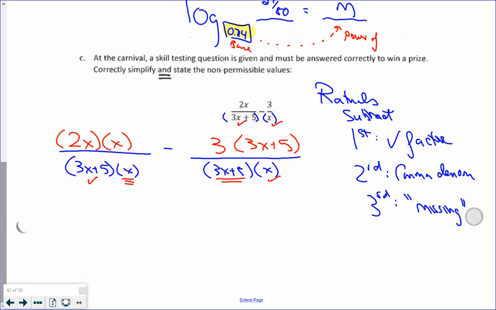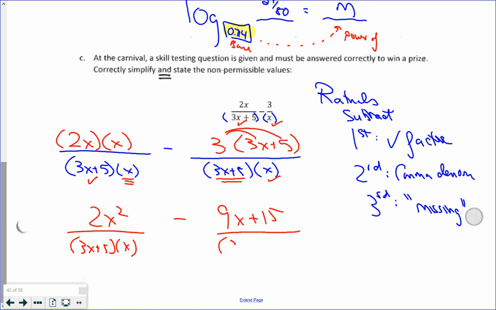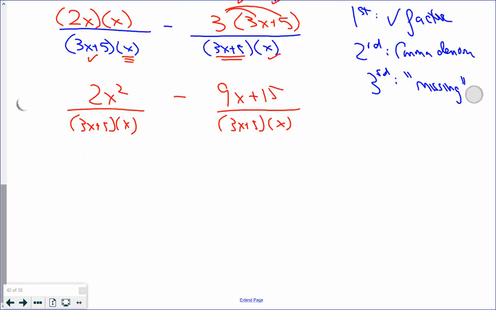Okay, so I've got 2x squared over 3x plus 5 times x, minus 9x plus 15. Okay, so if I look at the top here, do I have any like terms? Nope. So there's actually nothing to subtract.